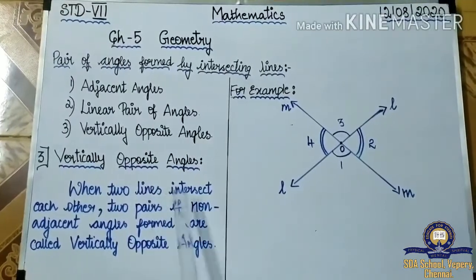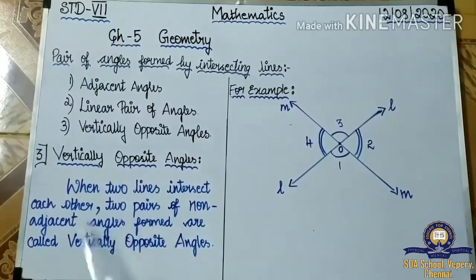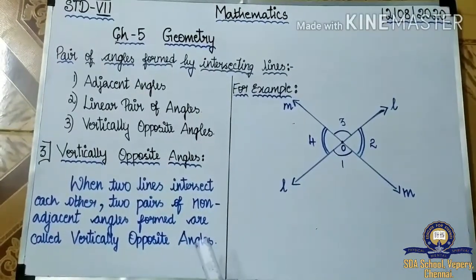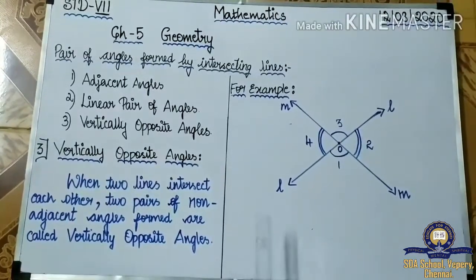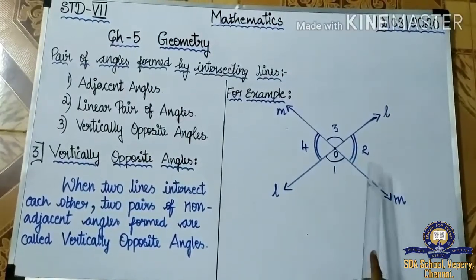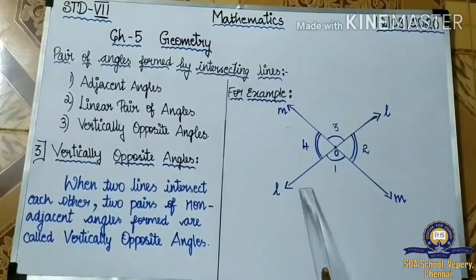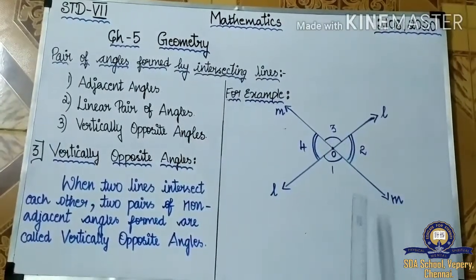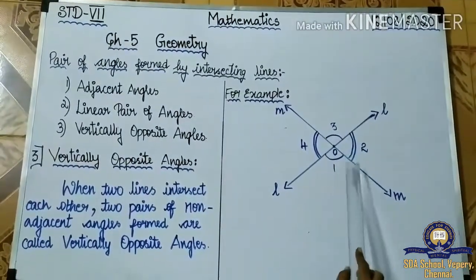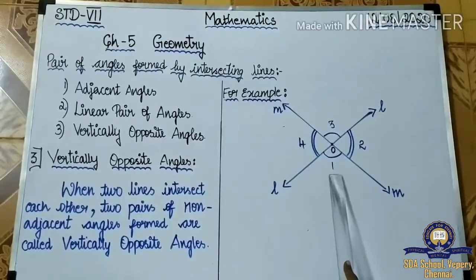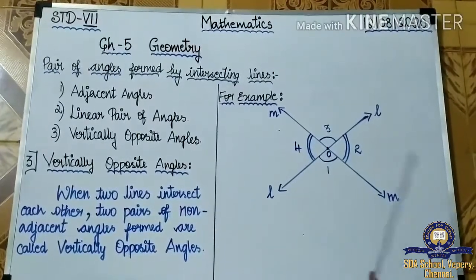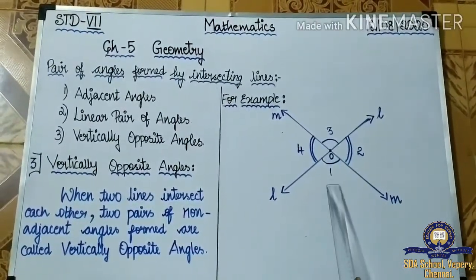When two lines intersect each other, the two pairs of non-adjacent angles formed are called vertically opposite angles. Let's see an example. We already learned about intersecting lines, right? Here we have two lines, named line L and line M, which intersect at point O and form 4 angles: first angle, second angle, third angle and fourth angle. Consider any one angle. Shall we consider the first angle?